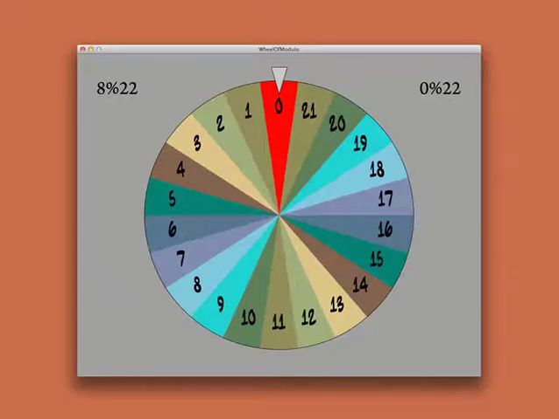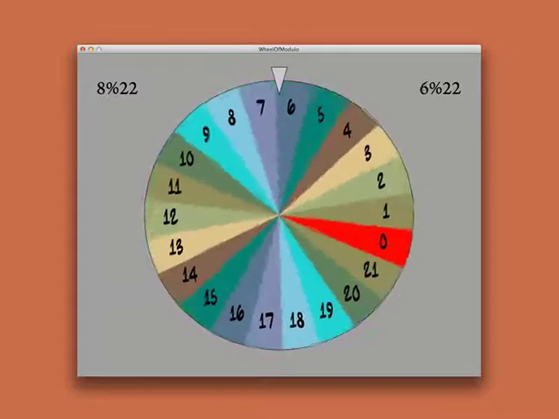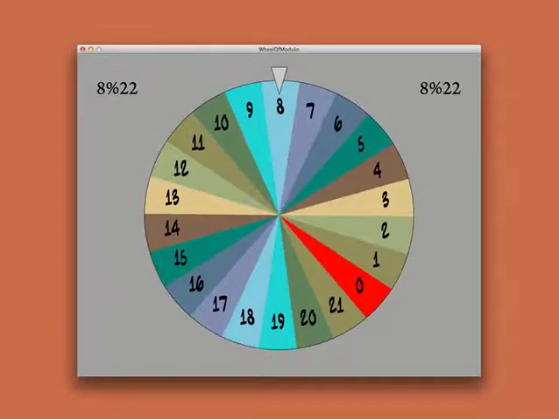Let's try a much larger number. So now we're going to try 8 mod 22. Well, A is less than B here. 8 is less than 22, so we're never even going to make it all the way around. But let's go ahead and spin it. We'll count up 8 slices, and the result of 8 mod 22 is just 8.